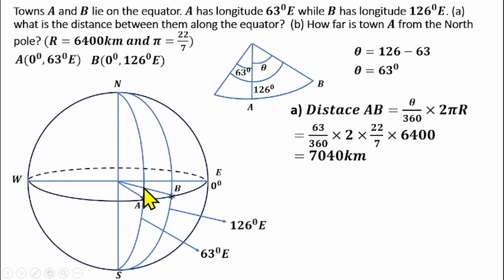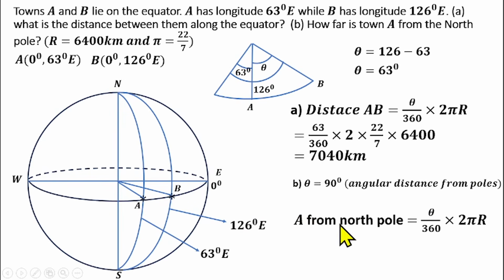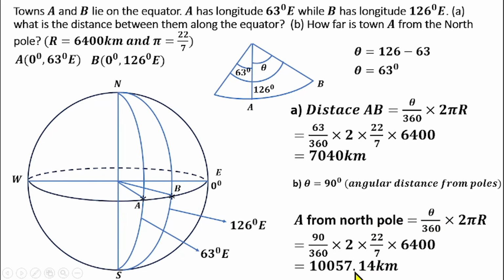We are going to find the distance along the longitude here, which is a great circle. So theta is equal to 90 degrees, the angular distance from the North Pole. So the distance of A from the North Pole will be theta over 360 times 2 pi r as well, because this is also an arc and we are calculating the distance along a great circle. So we use this formula also. We substitute theta to be 90 over 360 times 2 times 22 over 7 times 6,400, which gives us 10,057.14 kilometers.